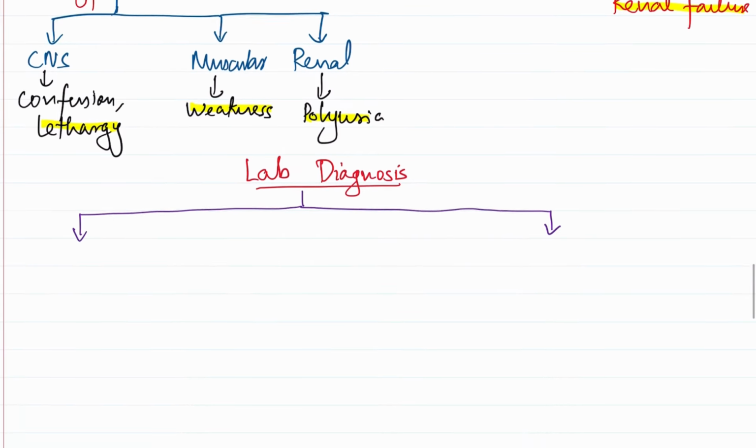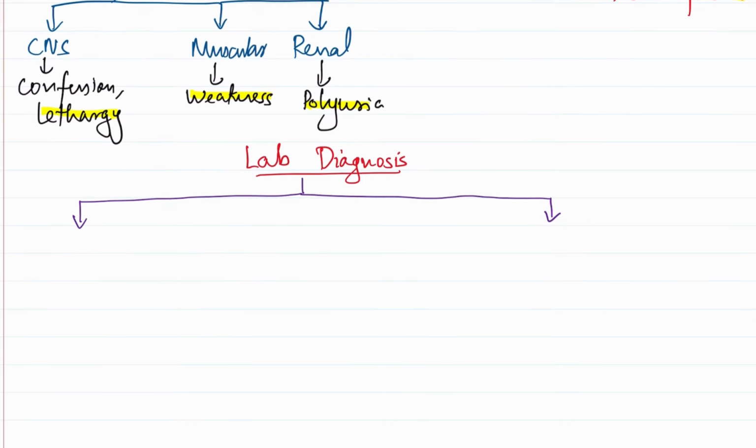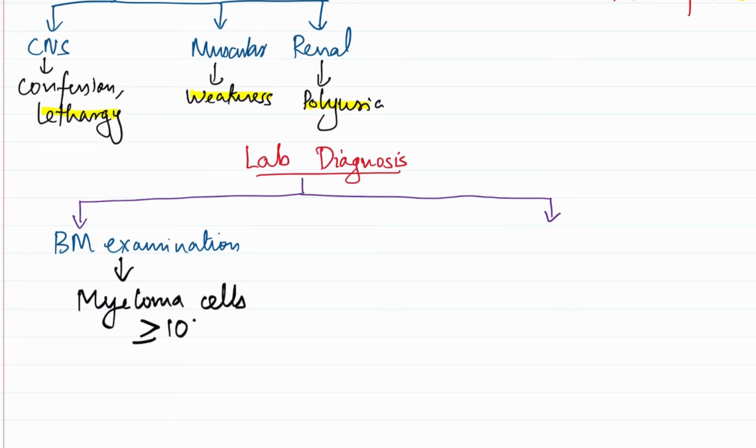Now moving on to the part of laboratory diagnosis. So for the lab diagnosis, we need 2 elements. First one is the bone marrow examination. We have said we'll see plasma myeloma cells. They are usually seen greater than 30%. But according to the International Myeloma Working Group criteria, the percentage of plasma cells, or myeloma cells, can be greater than 10%. 10% is what they use for diagnosis, and it is not 10% alone.